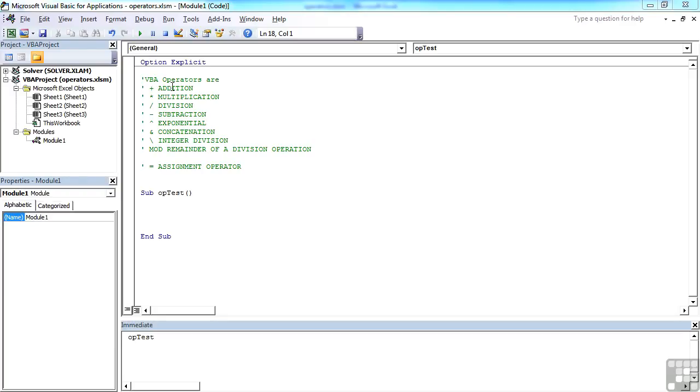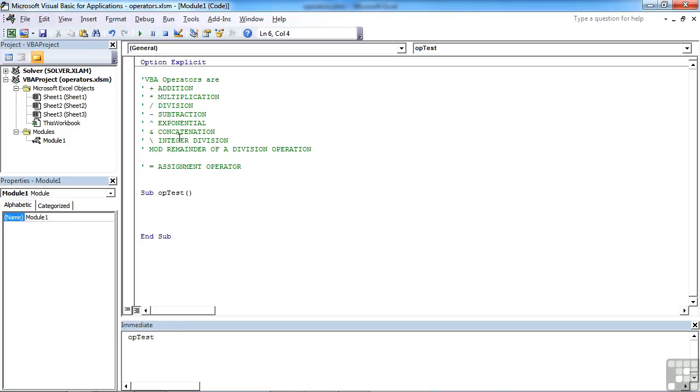for addition, so for adding values together, a little star, asterisk for multiplication, a / for division, so dividing by, a minus sign for subtraction, a little hat, which is above your 6 on keyboards, for power of, exponential, the ampersand symbol for concatenation, for the sticking together of values, usually used with strings, but can be used with numerics.